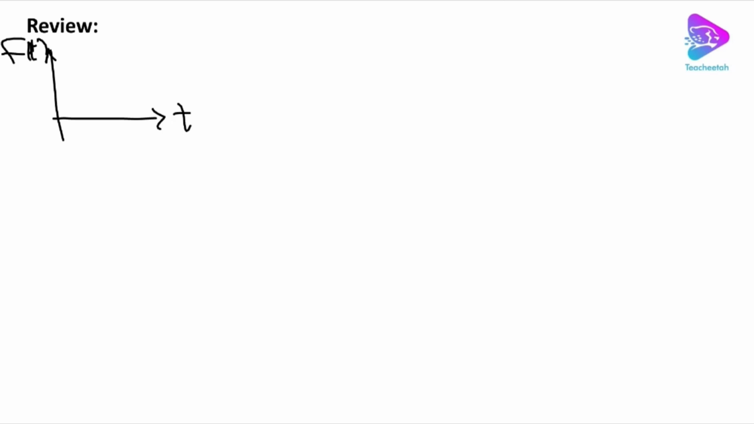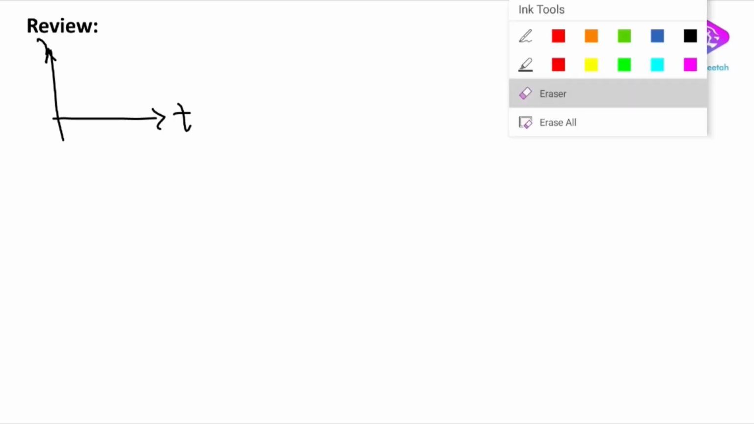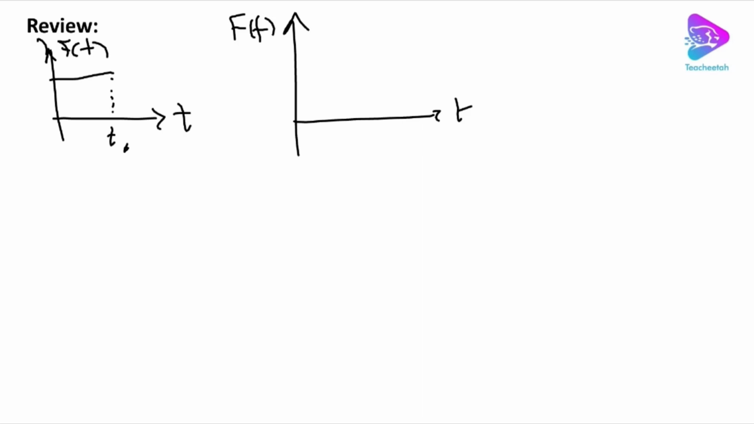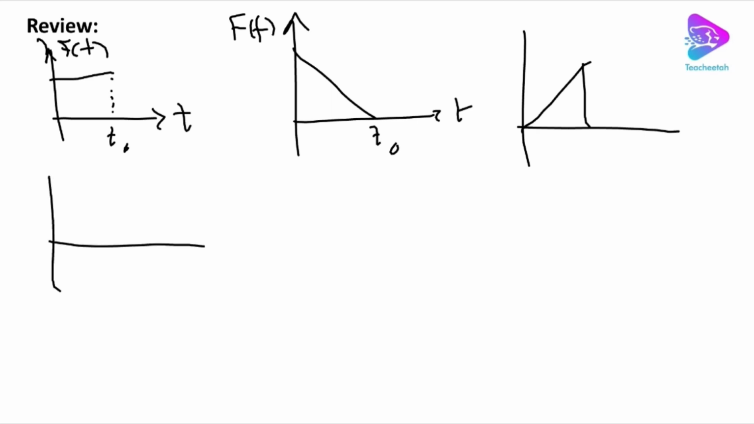Maybe I should write it again. This one is F(t), right? Imagine there is a constant force, and then after a time, say t naught, the force stops. Or there is another case where we have this F(t) with a downward ramp like this, and after t naught the force disappears. Or I can give you many different examples, like an increasing one, or maybe the increase is not necessarily linear, like this one, or something like this.